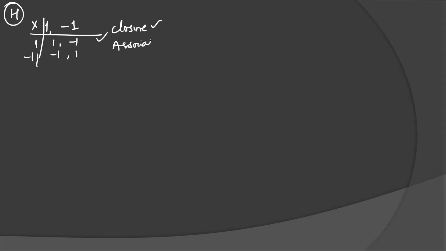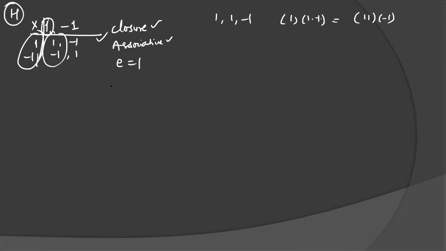Associative: you can check every element is associative because there are two elements. You can take 1, 1, minus 1, and you operate 1, 1 into minus 1, that will be equal to 1 into 1 into minus 1. Identity: if you see this column is coming through corresponding to 1, so identity is 1. And inverse is also there: if you cover the identity element, 1 is itself inverse and minus 1 is itself inverse. So it's a group.